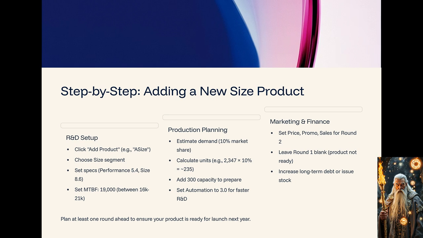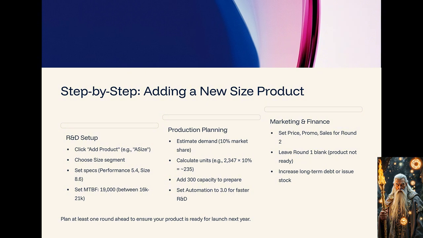2. In production, allocate capacity. Estimate demand. Let's say you forecast 10% market share. Industry demand, e.g., 2,347 units, times 10% equals 235 units. Add 300 capacity to prepare. Set automation to 3.0, lower equals faster R&D for the new product.